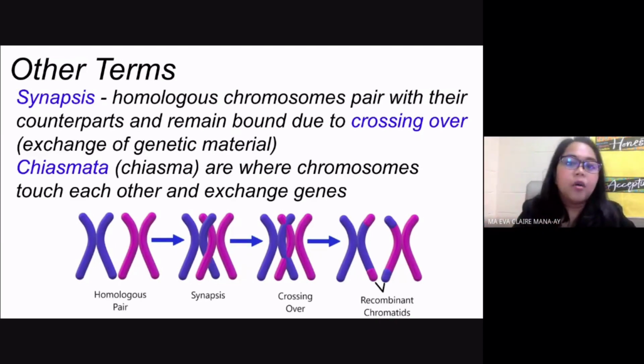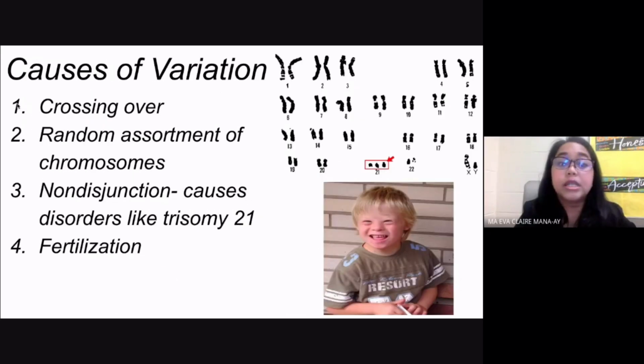Now crossing over here is one reason why we have variation. When you say variation, there are differences in your genes. It's one reason why you don't look exactly the same as your siblings. But crossing over is just one cause of variation. We also have other causes of variation. The second type would be the random assortment of chromosomes. I mentioned this during the metaphase. During the alignment of your chromosomes, they are done at random. That means you don't know which chromosome is going to be at the center, and which chromosome is going to be found at the sides of your cell. It's done at random.